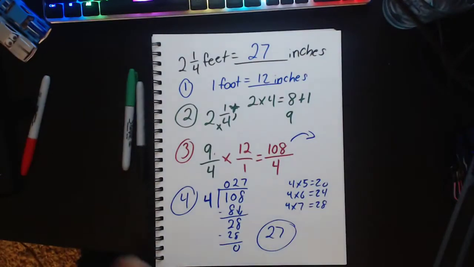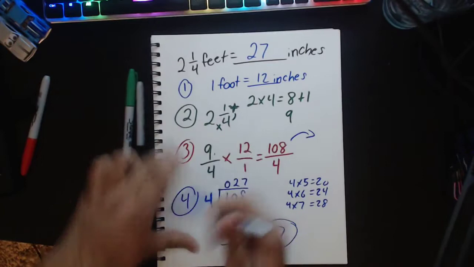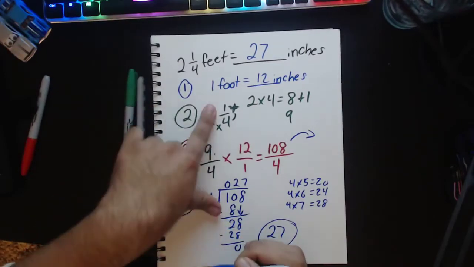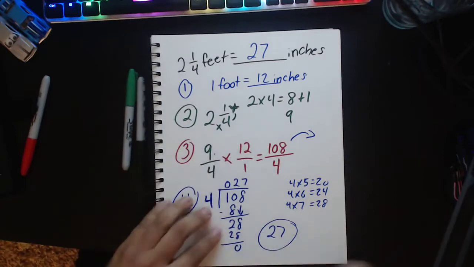That's one way to do it. And this way involves you turning this mixed number into an improper fraction. Now, the next way we could do it, let me go ahead and get a new page and a new problem.